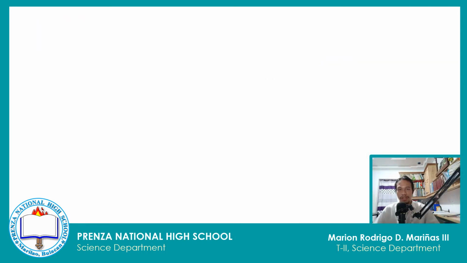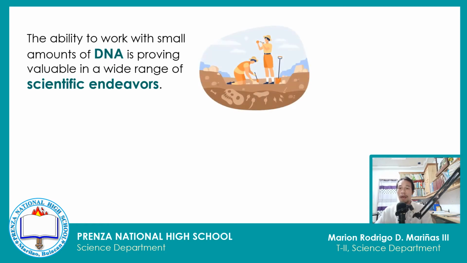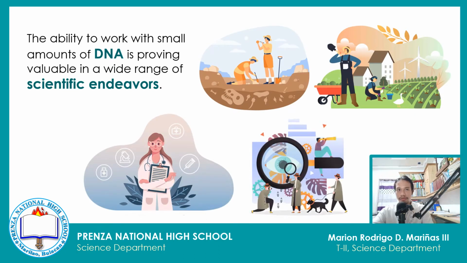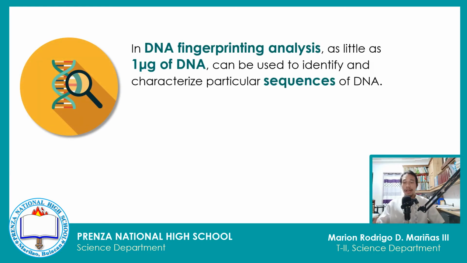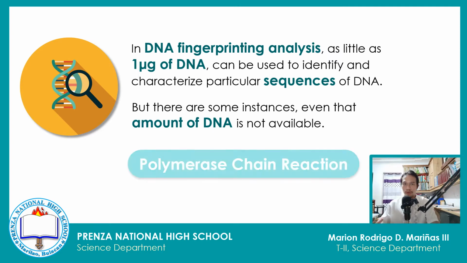Let us now start discussing the nature and mechanism involved in the process called polymerase chain reaction. The ability to work with small amounts of DNA is proving valuable in a wide range of scientific endeavors, from paleontology, agriculture, medicine, and even up to criminology. In DNA fingerprinting analysis, as little as 1 microgram of DNA, the amount of DNA in a small drop of blood, can be used to identify and characterize particular sequences of DNA. But there are some instances even that amount of DNA may not be available. In such case, another method called polymerase chain reaction can come to the rescue.